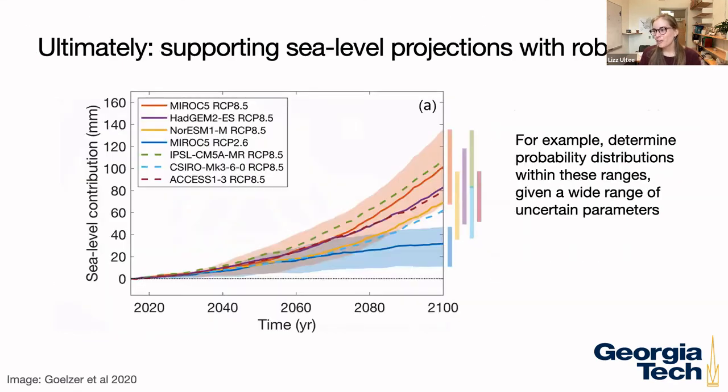And the ultimate goal with this stochastic ice sheet system model is to support sea level projections with robust uncertainty quantification. So an example application is to be able to sample many more ensemble members and determine probability distributions within these ranges, given a wide range of uncertain parameters, so that we can report to coastal planners what is the most probable section of the estimated range, and what are the causes or sources of remaining uncertainty.